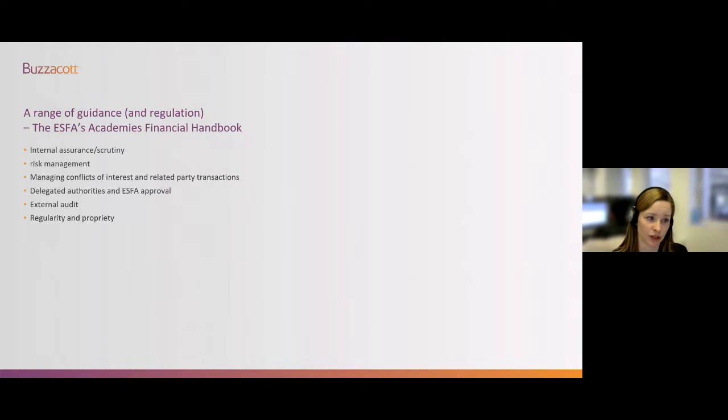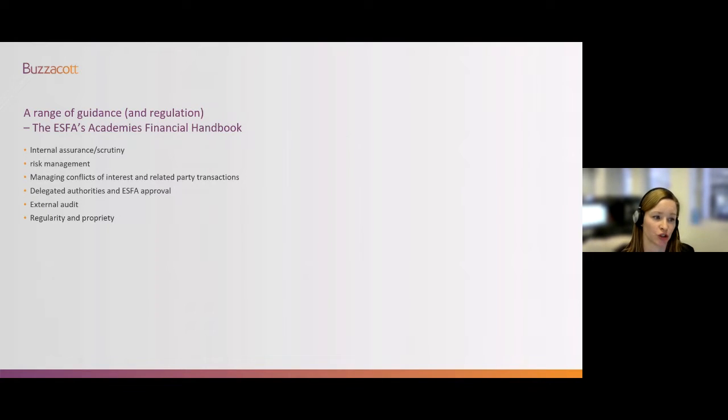Then we've got the ESFA approval of certain types of transactions, and a good example of that is non-contractual severance payments. So if they're over 50,000, you need to seek approval from the ESFA. And there's a very useful table in the handbook that summarises the freedoms and delegations that the Academy Trusts have. The Academy Trust Handbook also covers external audit in terms of the appointment, selection and review of the external auditors. And the final point there is regularity and propriety. So this is part of the review that external auditors do as part of the audit. So the statement made in the accounts by the accounting officer and the auditor's report around regularity and propriety.